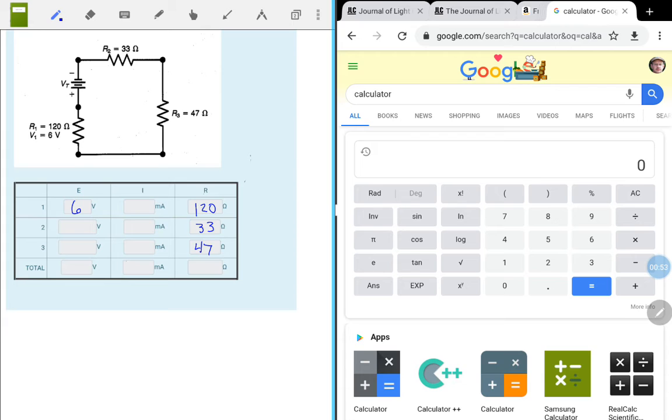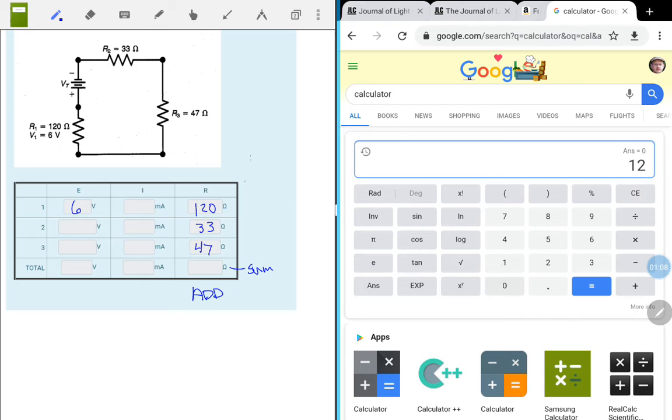Now, that's all the information that we have, but we can solve the rest of this problem. You're going to remember that all of the resistors add, so the total resistance right here is the sum of the resistors above it. So we're going to add those up over here on the calculator. We're going to do 120 plus 33 plus 47, and that gives us 200 ohms. And so we're going to write 200 ohms right there in that box.